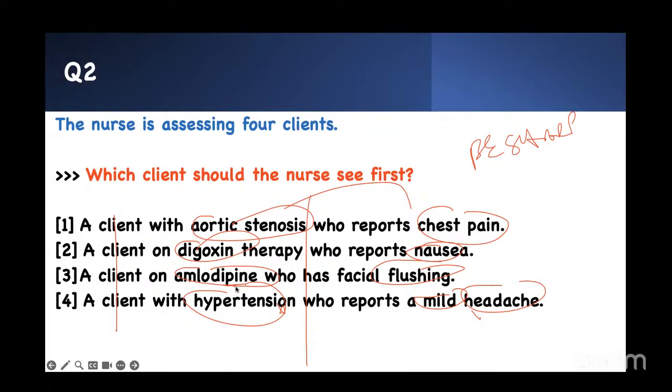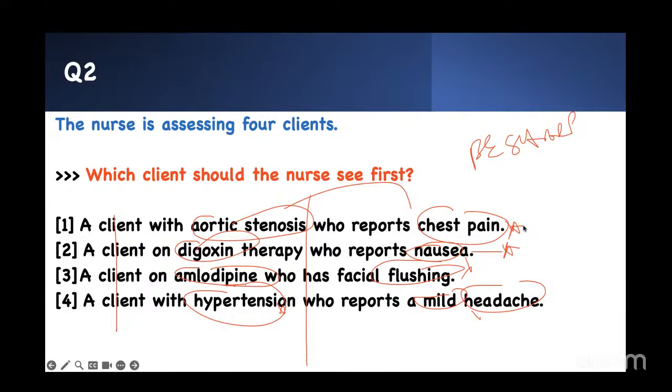Amlodipine is a calcium channel blocker. I expect facial flushing because of what? Vasovenous dilation. Ignore it. It's not an allergic reaction. The Jackson is toxicity, right? I'm very toxic with the GI symptoms. I'm worried about you. Aortic stenosis, you have chest pain. I'm worried about it. You have two people you've got to worry about.